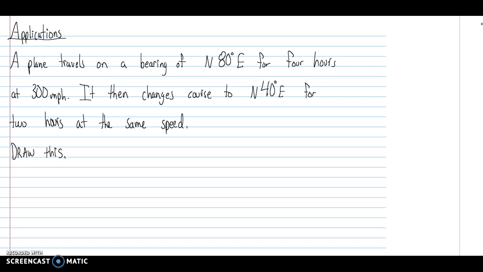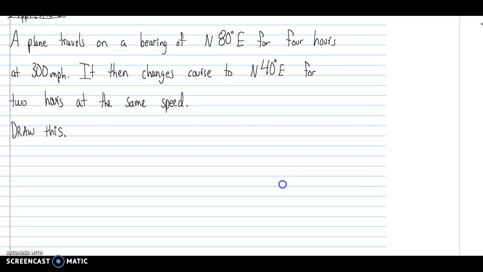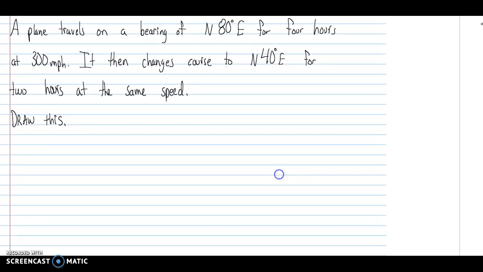We're not going to do the entire scenario, but we want to be able to draw this. It says a plane travels on a bearing of 80 degrees east of north for 4 hours at 300 miles per hour. So to do this, we'll draw in an x and y axis. Here is where the plane is starting at the origin. And it's going 80 degrees east of north. So it's not going straight north, it's rotating 80 degrees to the east of that. So the plane is going to look like it's going in this direction.